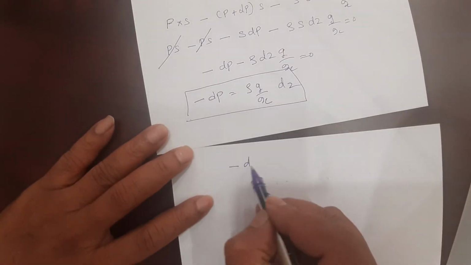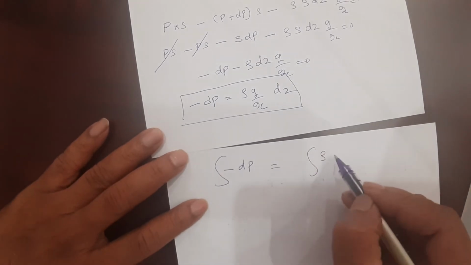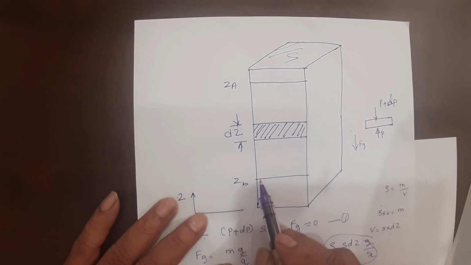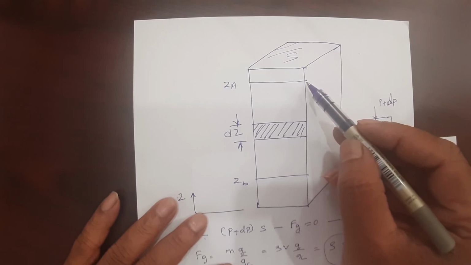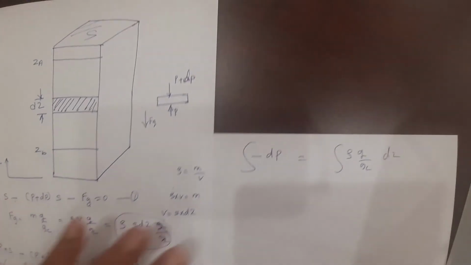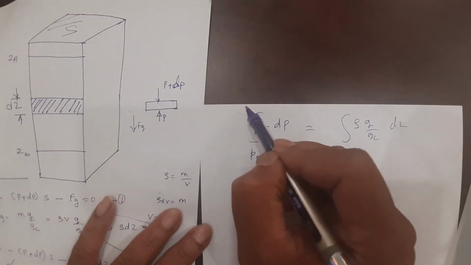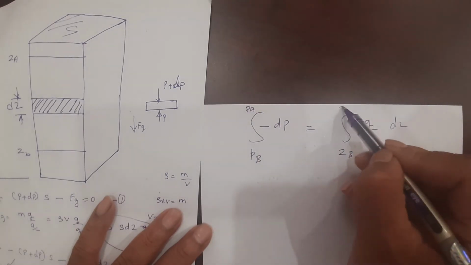If I integrate this equation, what I get is minus the integration of dP is equal to the integration of rho g by gc dz. Now at the bottom, when z is equal to zb, p is equal to pb. At the top, when z is equal to za, p is equal to pa. The same thing I am going to write. So at the bottom I will write pb, at the top I will write pa, at the bottom I will write zb, at the top I will write za.